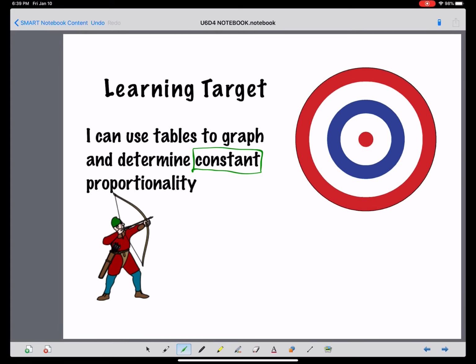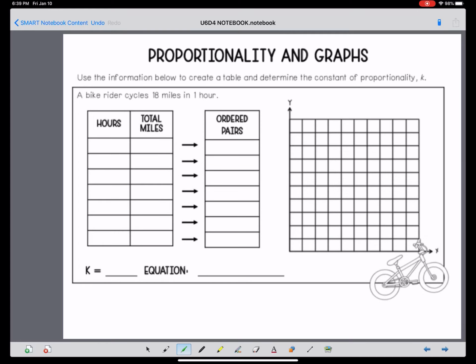Constants and proportions. Okay, so the first part of our class notes says, use the information below to create a table and determine the constant. And we know to find the constant, we're going to use the equation k equals y divided by x. So we've been dealing with constants with tables for a couple lessons, and we know that the first column always listed will be our x, and the second column listed will be our y value.